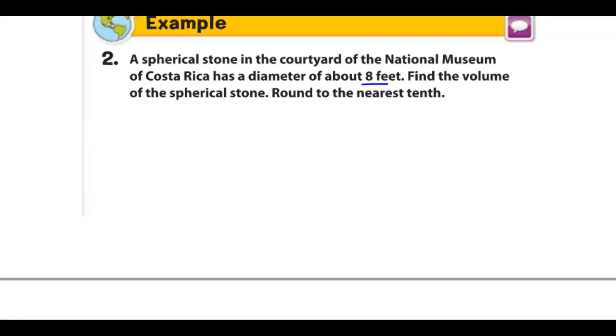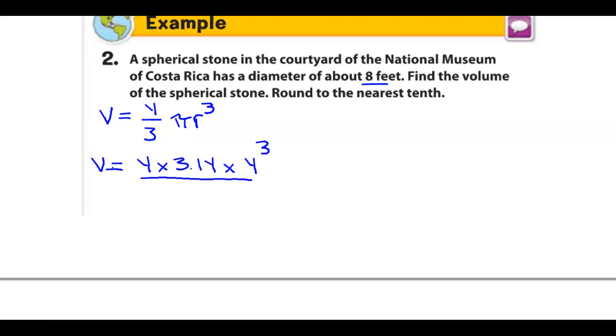We'll use the same formula here, you guys. The volume is equal to, hopefully you remember this, 4/3 times pi times the radius to the third power. Give yourself a pat on the back if you got that right. So the volume is equal to 4 times 3.14 times the radius. The diameter is 8, so the radius is 4, and we're going to bring that to the third power. Then we're going to divide that by 3, right?